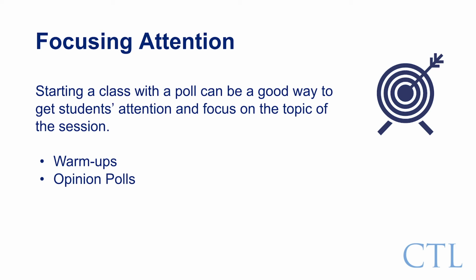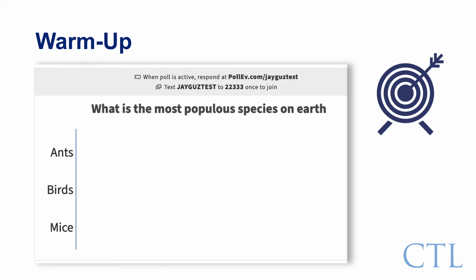You can use a variety of poll types to do this, but the idea is to direct students' attention towards a topic and engage them in an activity that creates anticipation to see the results of the class. In the warm-up activity seen here, a multiple choice question is used to introduce the topic of species diversity and ecosystems and get students prepared to start thinking about the content that will be presented.